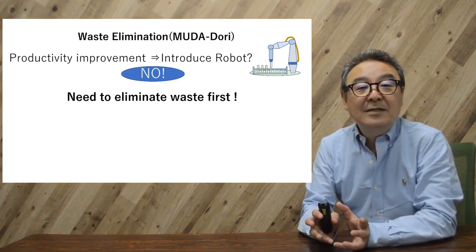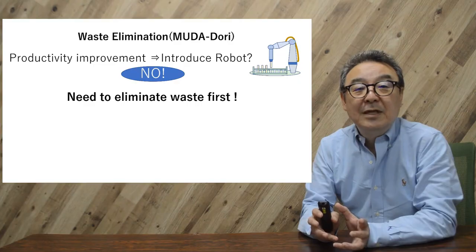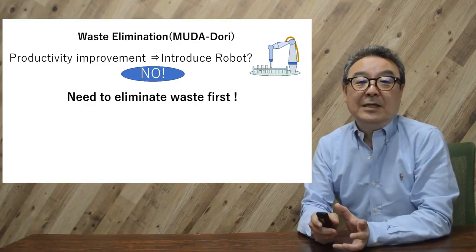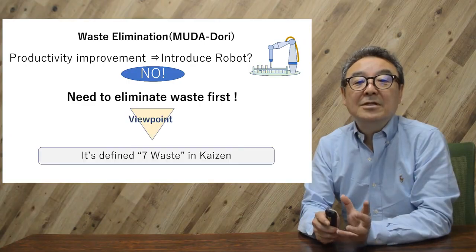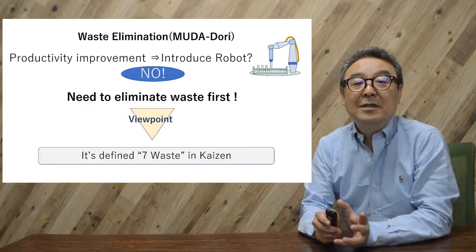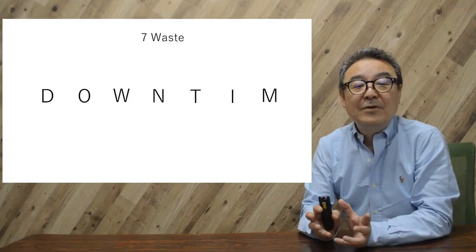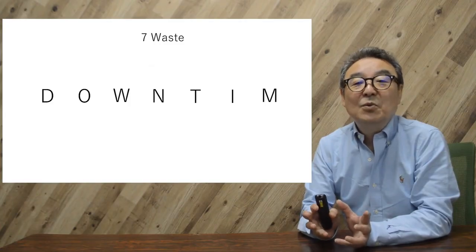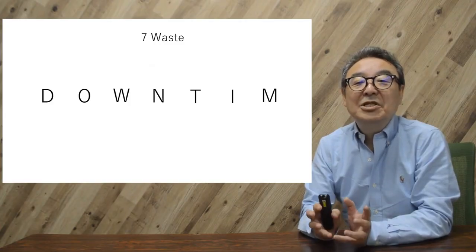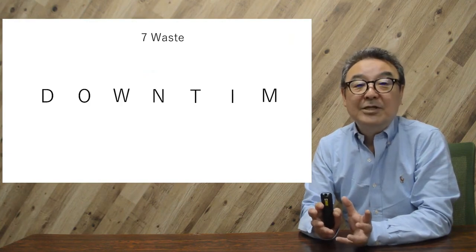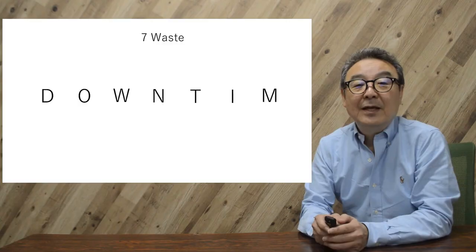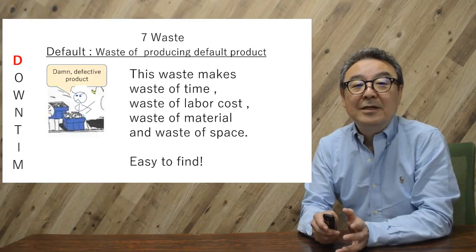So how to find waste? In Kaizen activity, it suggests 7 viewpoints called 7 waste. To remember the 7 waste, I'm using this word, DOWNTIME. It is the abbreviation for the 7 waste. I'll explain each one by one.